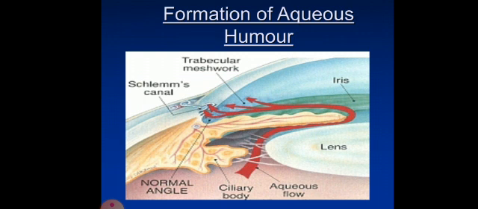Now both these posterior chamber and the anterior chamber are filled with aqueous humor, and the aqueous humor pressure is about 15 to 18 millimeters of mercury, which is higher than the intracranial pressure. Please keep that in mind. Basically, this pressure helps to maintain the shape of the eye and keeps the vitreous humor pressurized.